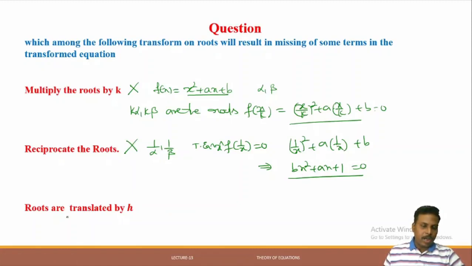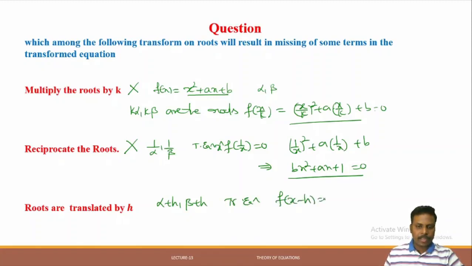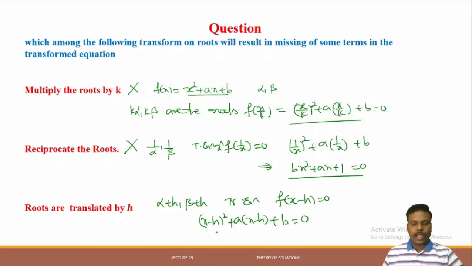Now the roots get translated by h, so this means alpha plus h, beta plus h. The transformed equation is known to us. What is that? f(x minus h) is equal to 0. That is (x minus h) whole square plus a into (x minus h) plus b is equal to 0. Here there is a chance that if I choose h suitably, the x term can vanish here, and by suitably manipulating, there is a chance that some terms can be missing.